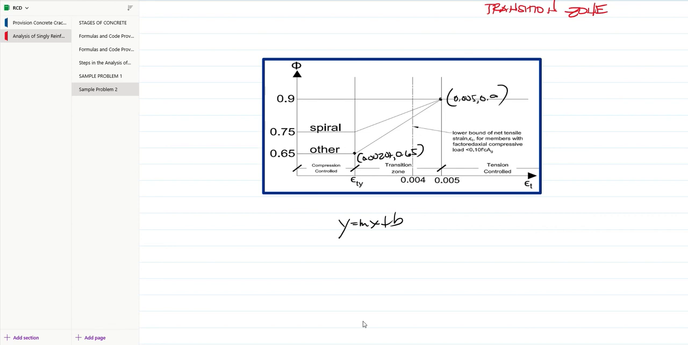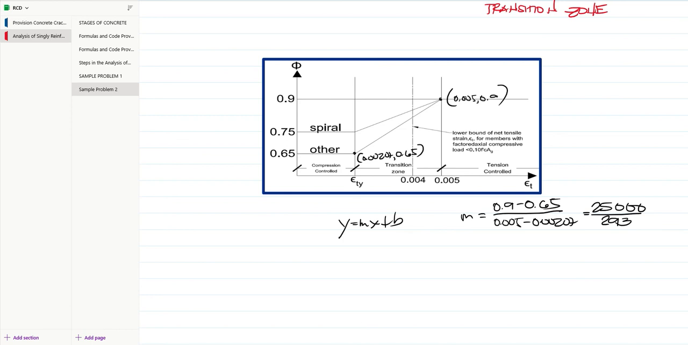So, yan ngayon yung line natin. So, kunin ulit natin yung rise over run yan. So, syempre, that is m is equal to 0.9 minus 0.65 divided by our value 0.005 minus 0.00207. So, that is the rise over the run. So, that is equivalent now to 25,000 divided by 293. So, yan ngayon yung slope natin.